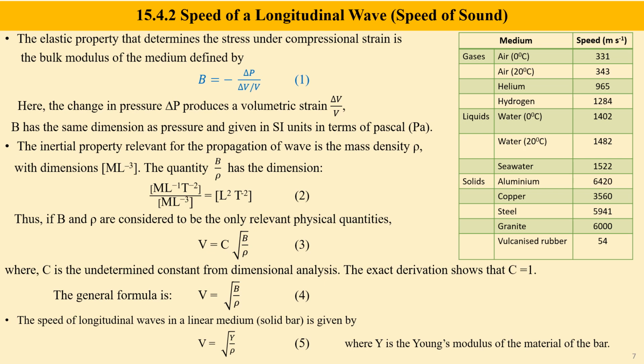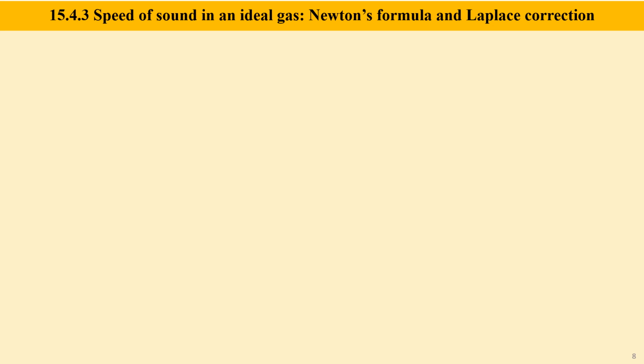Solids and liquids have higher mass densities rho than gases, but the corresponding increase in the value of B for solids and liquids is much higher. This is the reason why sound waves travel faster in solids and liquids. We can estimate the speed of sound in an ideal gas using Newton's formula and applying Laplace correction. Let us discuss.